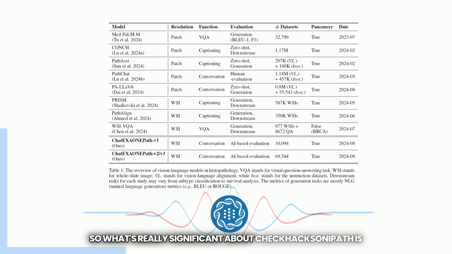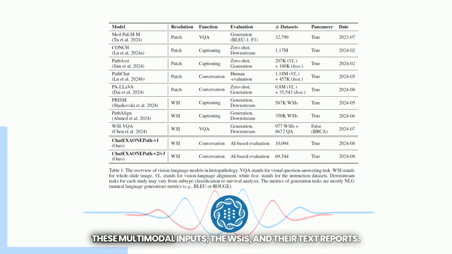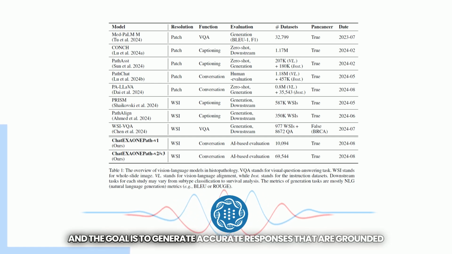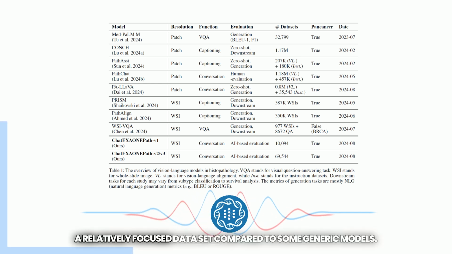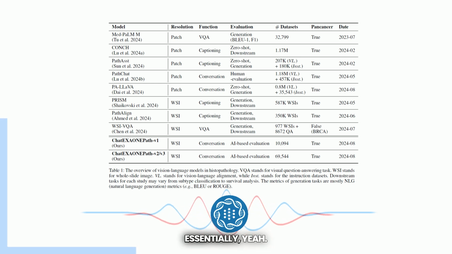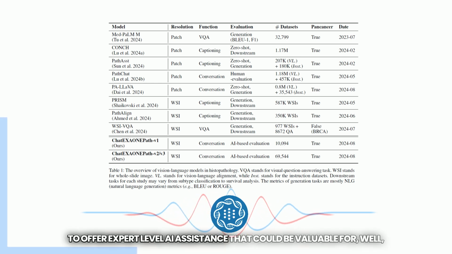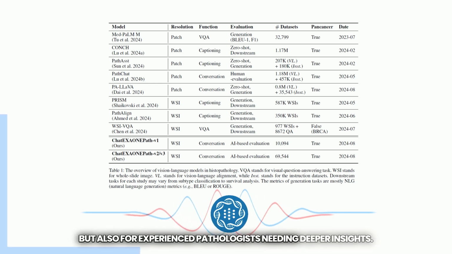So what's really significant about ChatEXAONEPath is that it's an MLLM specifically designed to understand these multimodal inputs, the WSIs and their text reports. And the goal is to generate accurate responses that are grounded in that clinical context, even when working with a relatively focused data set compared to some generic models. And the aim is, what, to be like a pathologist's assistant? Essentially, yeah. To offer expert-level AI assistance that could be valuable for maybe general users asking basic questions, but also for experienced pathologists needing deeper insights.